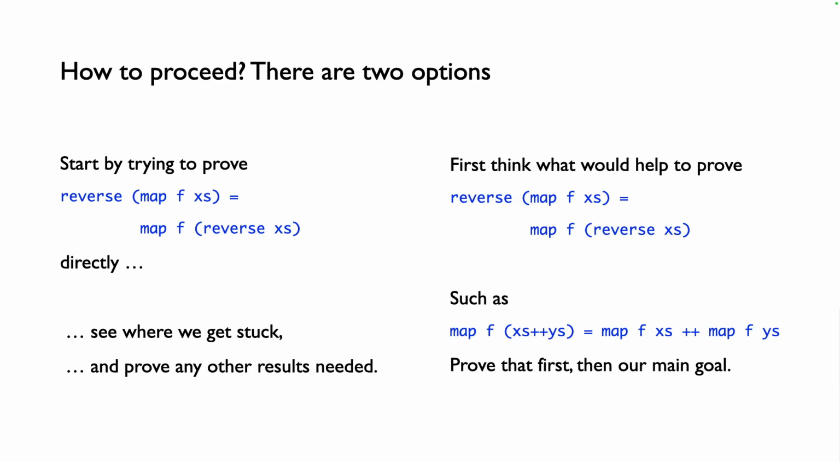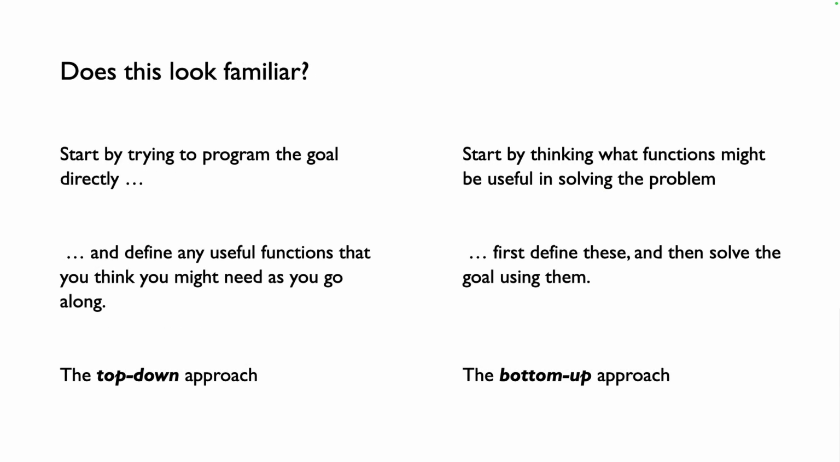Now, does this dichotomy look familiar? It should do in a way, because it's the sort of strategy we have when we're thinking about programs. We can start by trying to program a goal directly in a top-down way, and then if we find we need some other functions, we think, well, okay, we'll define that, and that will help us get to our goal. That's what you might call top-down. You start by tackling the goal, and then you solve smaller problems on the way.